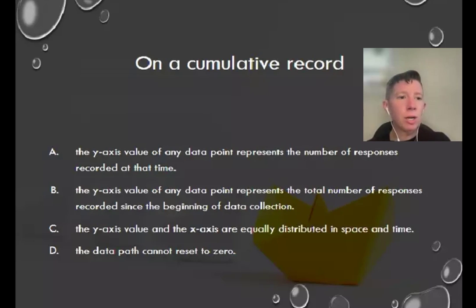On a cumulative record, A, the y-axis value of any data point represents the number of responses recorded at that time. B, the y-axis value of any data point represents the total number of responses recorded since the beginning of data collection. C, the y-axis value and the x-axis are equally distributed in space and time. Or D, the data path cannot reset to 0.